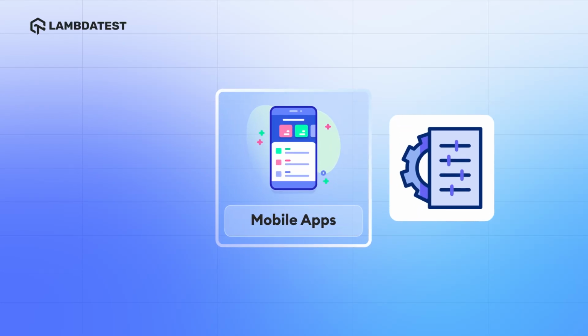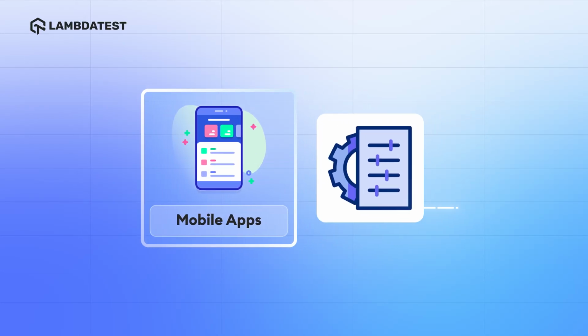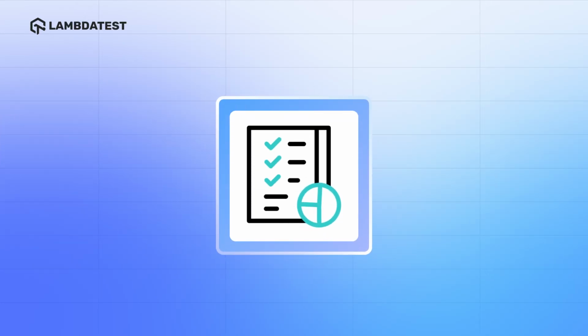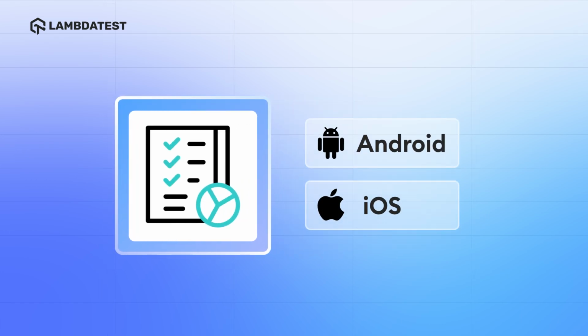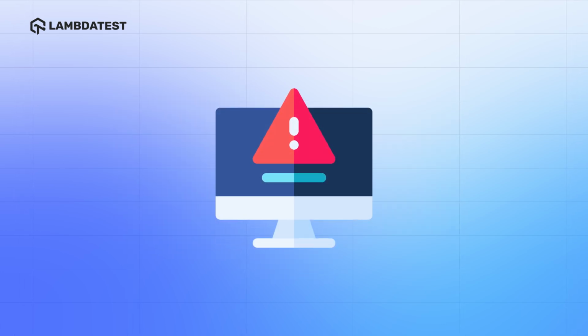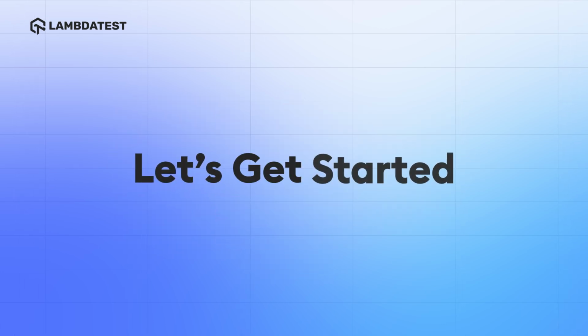Did you know? LambdaTest simplifies mobile app testing by enabling the analysis of device logs, which are application-specific system logs generated by Android and iOS devices. This ensures a reliable testing experience by helping to analyze application crashes during testing. Want to know how? Let's dive in.